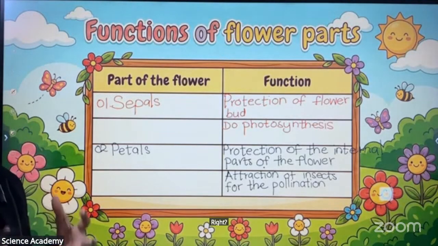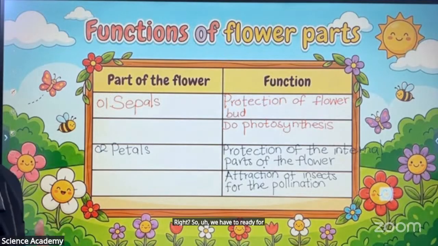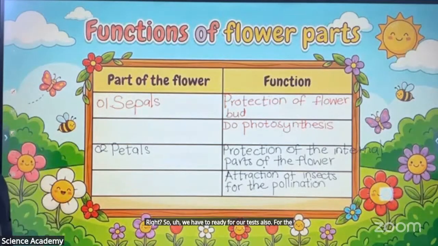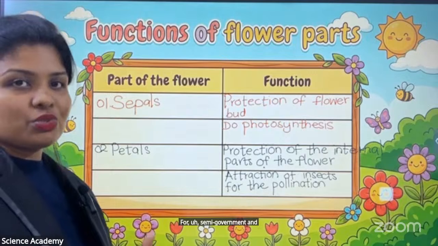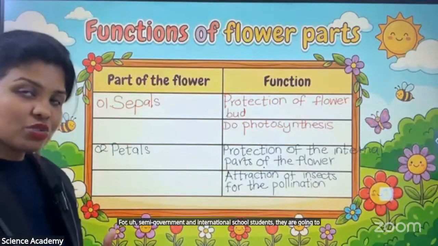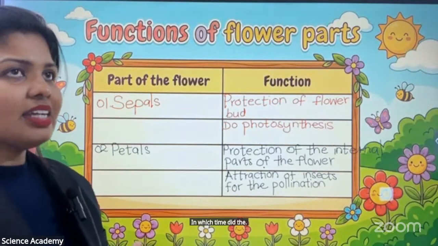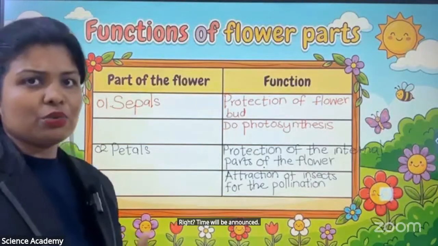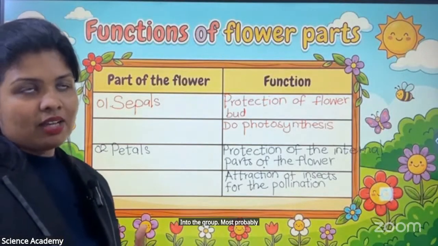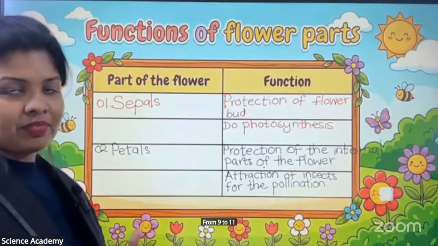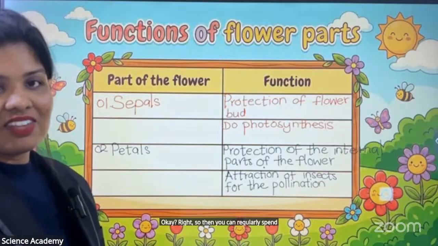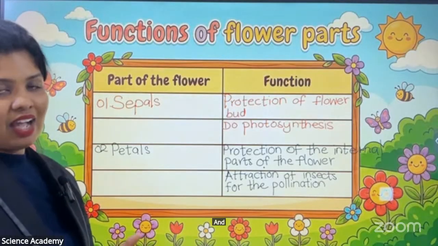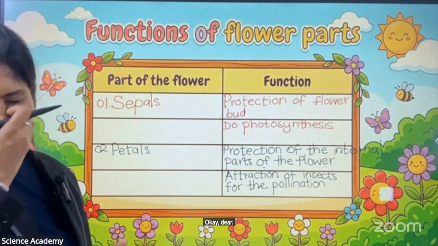So we have to get ready for our term tests also, for the first term test, right? Government schools may have no issue, but semi-government and international school students are going to have their examinations. In which time, teacher? Time will be announced in the group, most probably morning time from 9 to 11, okay? Then you can leisurely spend your evening time after this class on the 15th.